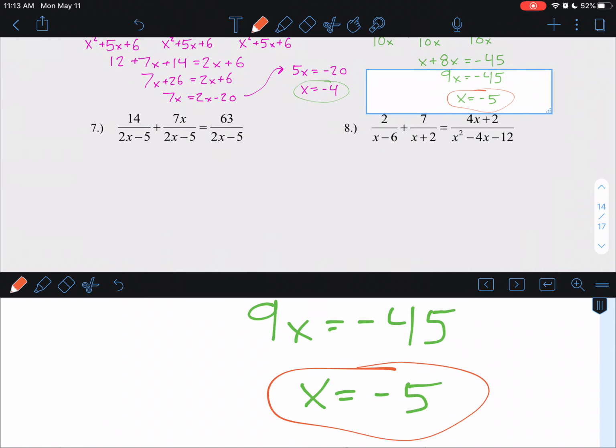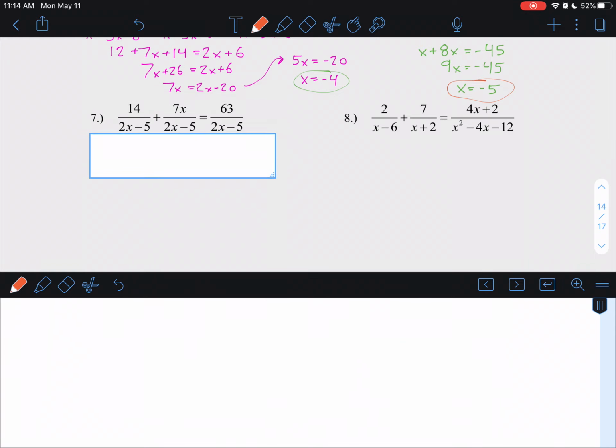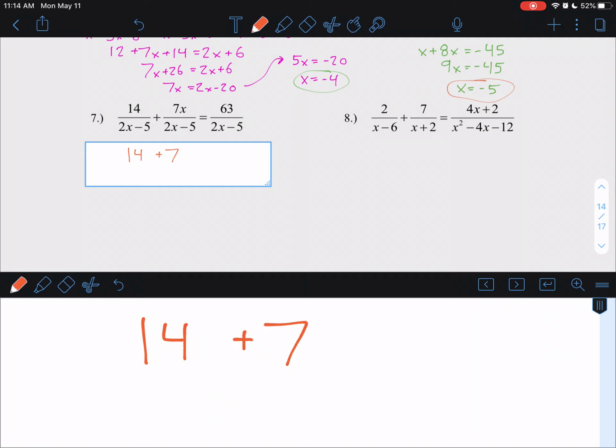Just solving. And we're going to do these last two together as well. And then you'll be doing these on your own. Okay, number 7. Hopefully you're looking at this and you see that this is super easy because they all already have the same denominator. The denominator on all three of these is 2x minus 5, so I don't have to do a single thing to this. I just have to get rid of the denominators now. So that's just going to be 14 plus 7x equals 63.